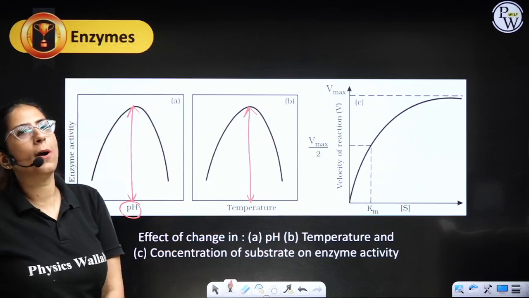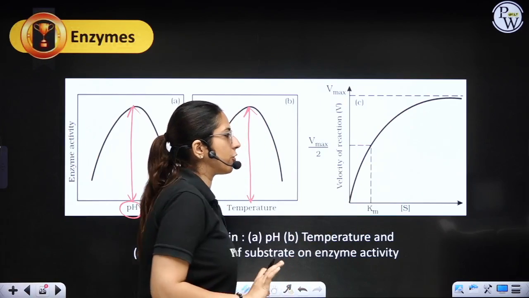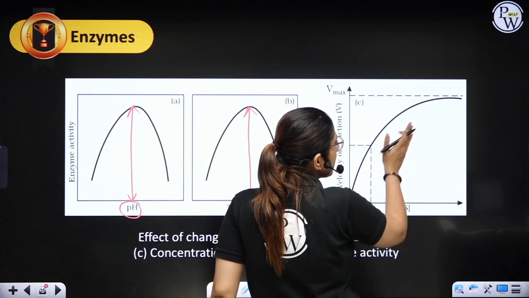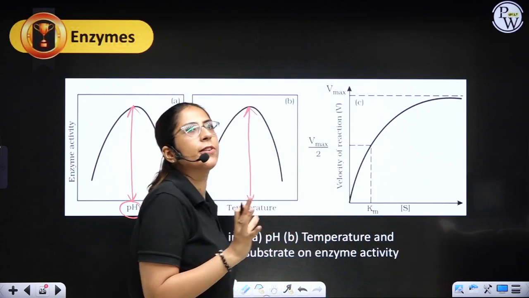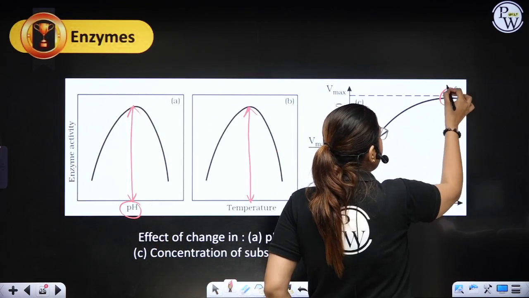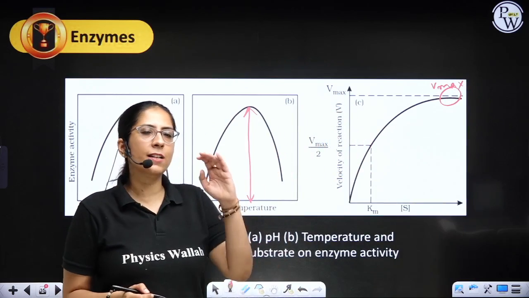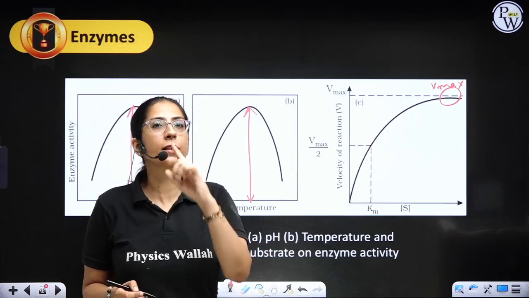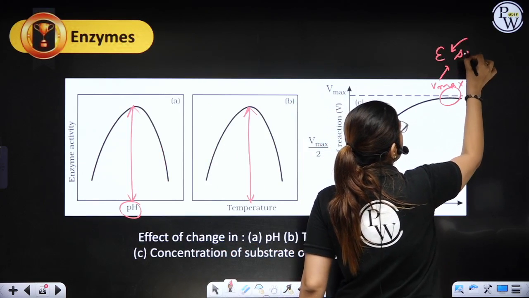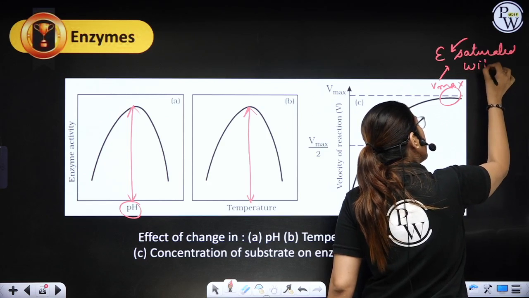Right? Now, let's talk about the third important factor, which is the substrate. What is the substrate concentration? This is the substrate given, and this is the velocity of reaction. Initially, whenever we increase the substrate concentration, the velocity of reaction increases. But there comes a particular point, that is Vmax, the maximum velocity at which a product is being formed. That is up to a particular point, because at this point all the enzymes are saturated with substrate.